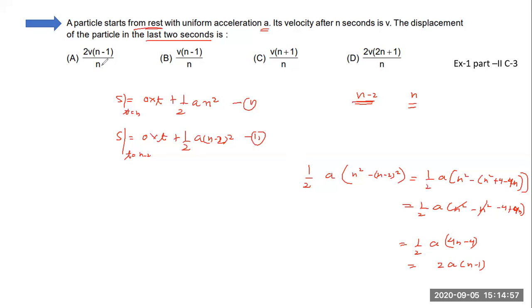Now the answer is required in terms of v. So we know that after n seconds the velocity is v when the acceleration is maintained at a, uniform acceleration. So we know v is equal to u plus at. At time t equal to n seconds, the velocity is v and initial velocity is 0. So v is equal to 0 plus a into n, right? So we get v is equal to a n. Since we want to substitute a in terms of v, we get a is equal to v by n. Substituting it over here, we get 2 into v by n minus 1, which is the first option.